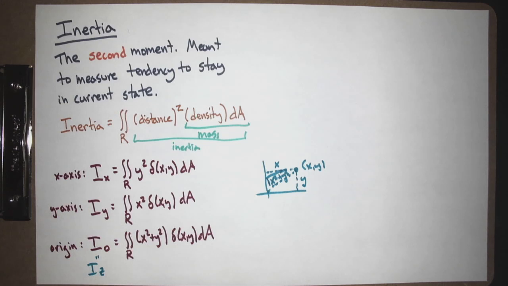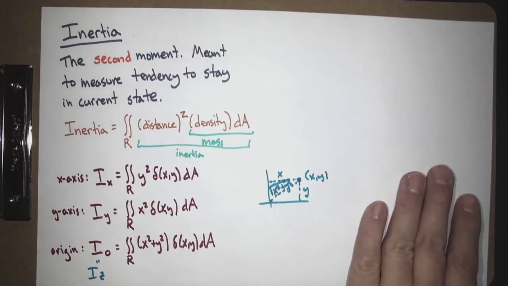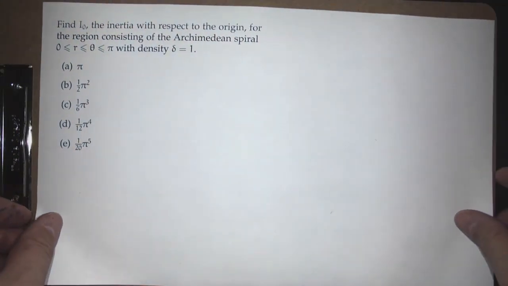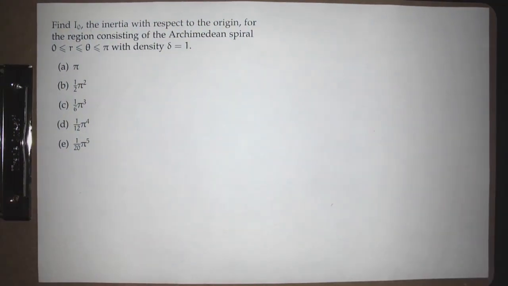All right, now we have a few minutes. So let's have you do a problem. Your turn. And this is from an old, I think it's an old final problem. But it wasn't a multiple choice, but we'll give it to you as a multiple choice. Find the inertia with respect to the origin for the region consisting of the Archimedean spiral 0 less than or equal to r less than or equal to theta, with theta less than or equal to pi, with density delta equals 1.